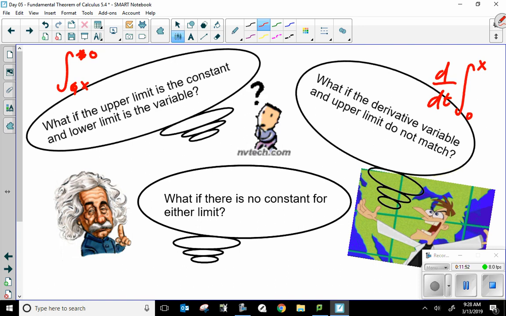What if there is no constant for either limit? What if I take the integration and I have x squared and x? Like neither of them are constants.